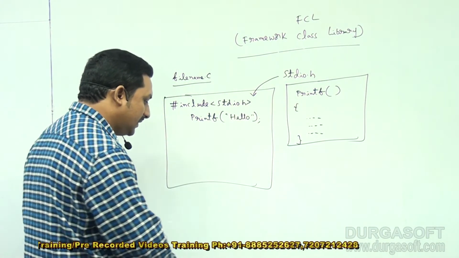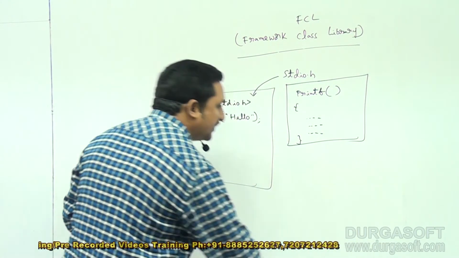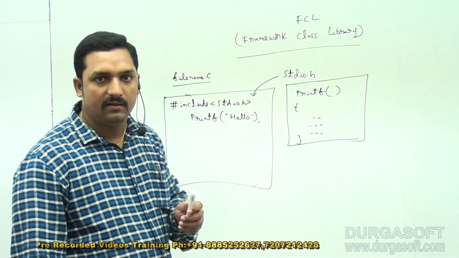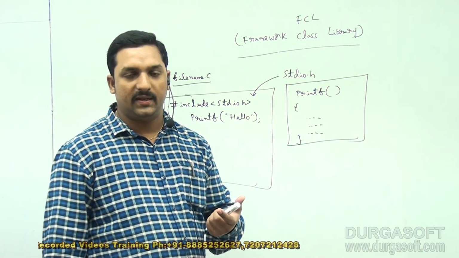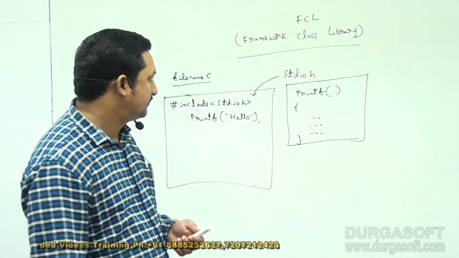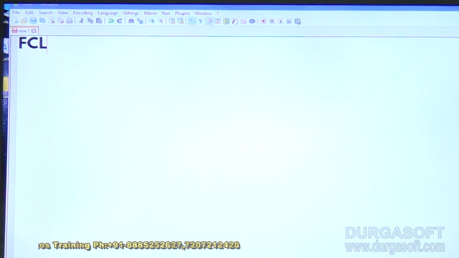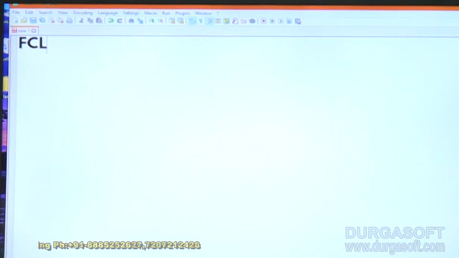Okay. Now let us discuss what different predefined sets of classes are available in FCL. Under FCL we have different classes, but how many classes are available? More than 2000 classes available.